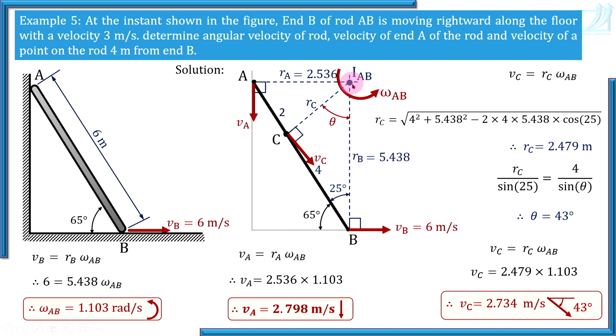You must be able to locate ICR, and I have given you 3 cases to locate ICR. Remember those 3 cases. First case is rolling without slipping on stationary surface. Second case is V and omega given. And third case, direction of 2 velocities given.